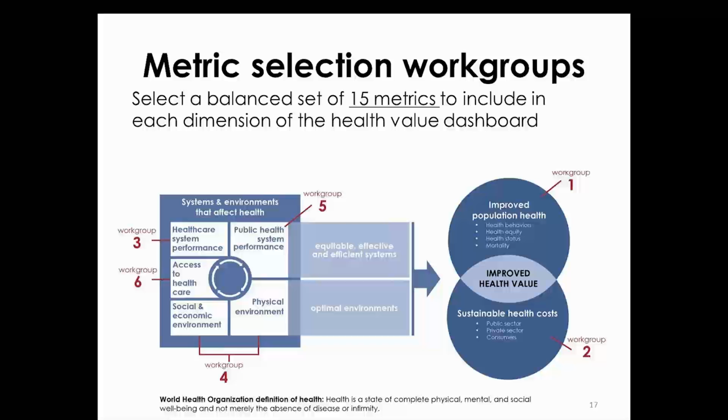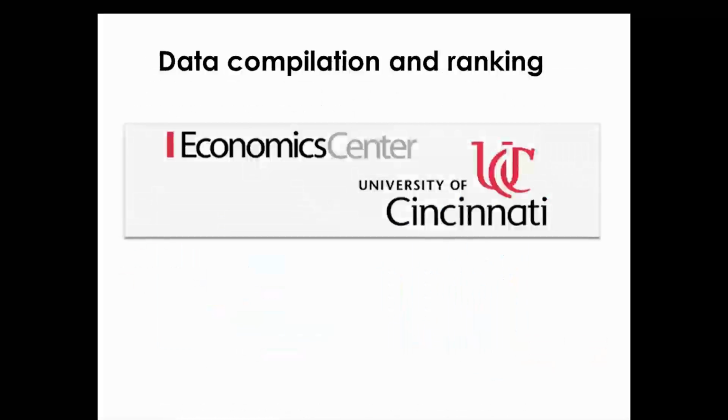We have a set of decision criteria that we used when we were combing through these metrics, and that is listed in the full version of the dashboard PDF. In the end, we selected 106 metrics, which is a lot. All right, the next step of the process was to contract with the University of Cincinnati Economics Center, and they compiled the data and ranked the metrics.